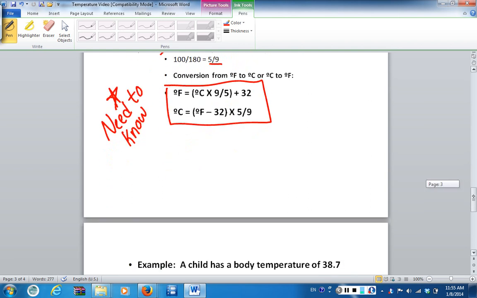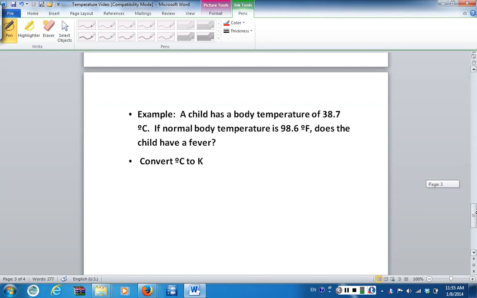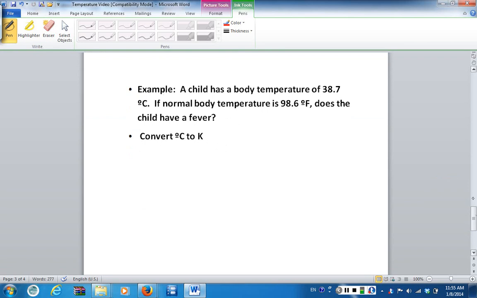Now, before we finish, let's do an example, because everybody at some point is going to have to take a temperature and decide whether or not someone is sick. In addition, many of you will be going into the medical profession and will have to do this as well. So, if we have a child who has a body temperature of 38.7 degrees Celsius, well, you know that 98.6 degrees Fahrenheit is normal body temperature, and anything above that is considered to be a fever. You need to determine whether or not this child has a fever.